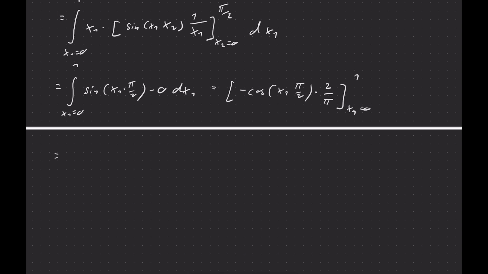For the upper bound, we get minus 2 over pi cosine of pi over 2. For the lower bound, we get plus 2 over pi cosine of 0. The cosine of pi over 2 is 0. The cosine of 0 is 1. So we're left with just 2 over pi. That's the final result for this integral here.